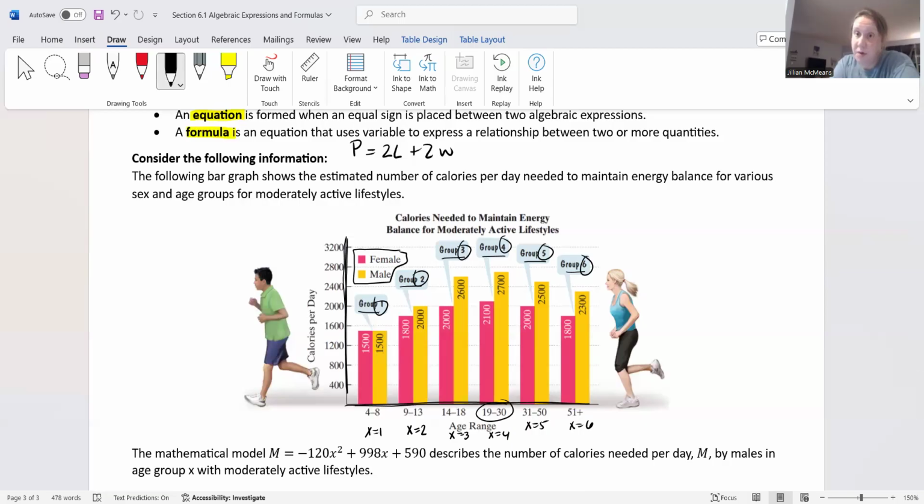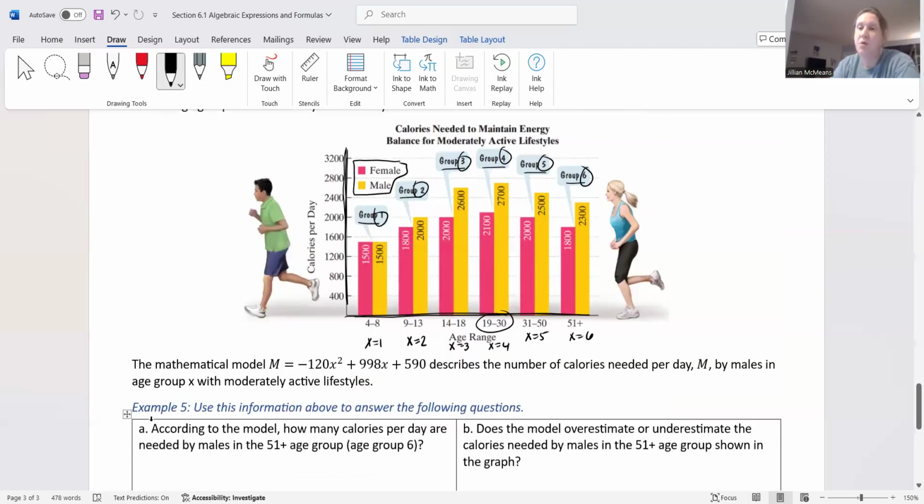Now, below this graph, we have the mathematical model. When we talk about a mathematical model, we mean an equation or an expression, frequently an equation, that represents some real world situation. So another word for a formula could be a mathematical model. We are told that the mathematical model M equals negative 120x squared plus 998x plus 590 describes the number of calories needed per day M by males in the age group x.